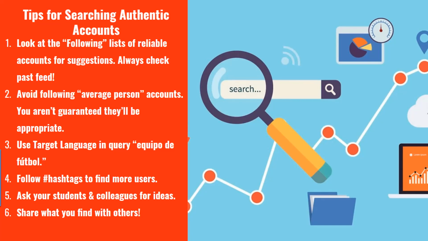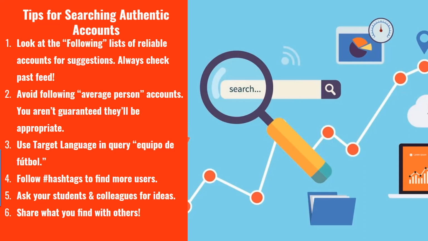So if you find a really good blue checkmark type of person, look at the following list that they have. Who are they following? Most of the time, you're going to find other quality accounts from that. If you want to check and make sure they also have a blue check, that's up to you. You can look at that account's feed and make sure that it's what you want to use. But please, typically avoid following the average person accounts. You're not guaranteed that they'll be appropriate or helpful for your purposes. That's for the students to do on their own time. I say if you want to follow them, please just take care and be responsible.